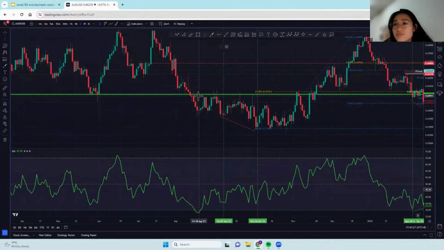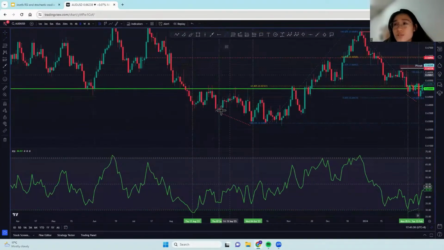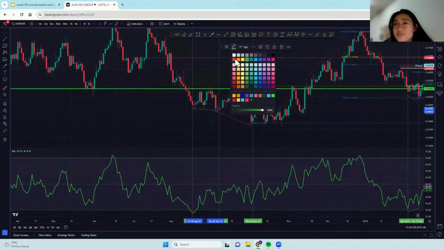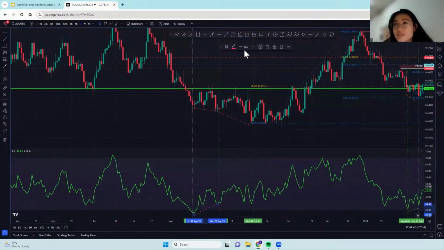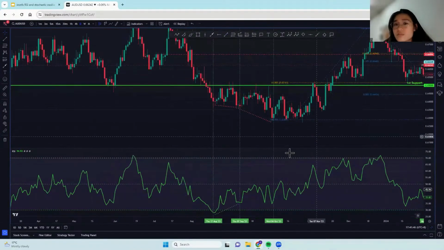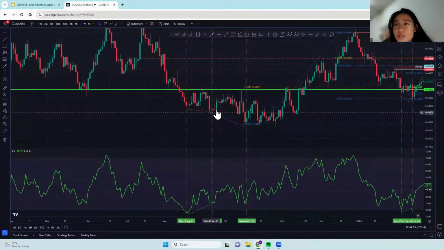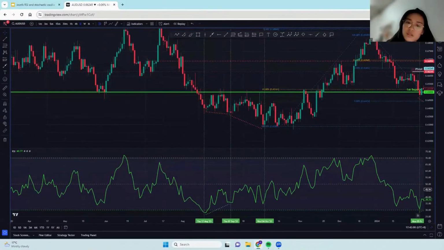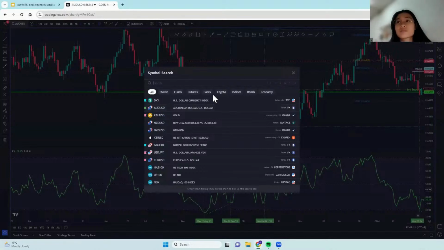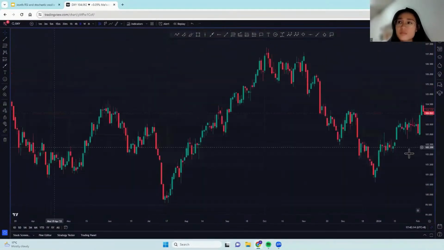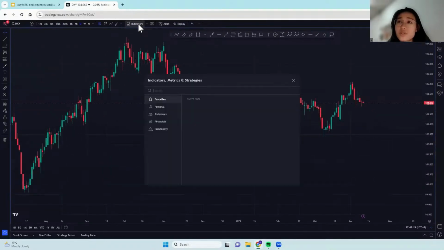Okay, another one here. Price making a lower low, and then RSI making a higher low. So then you see price also shot up after that. Okay, shall we look at another chart? Okay, let's just focus on looking for divergences, I guess.